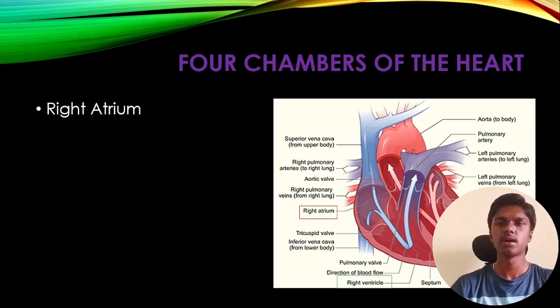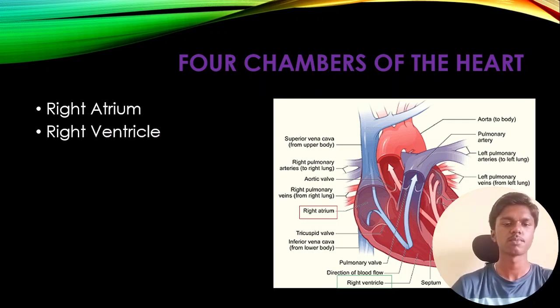So the right atrium. The right atrium is one of the upper chambers of the heart and it is situated on the right side of the heart. The main function of the right atrium is to receive deoxygenated blood from the body's organs. Then, let's move on to the right ventricle.